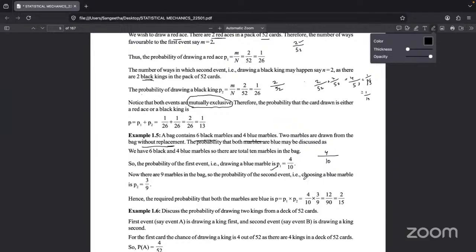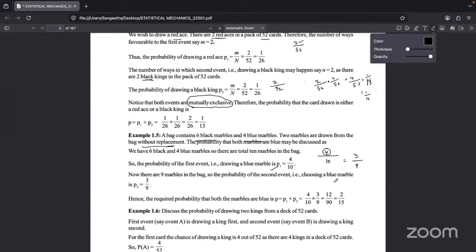Next, what is given? Once 1 marble is removed without replacement, out of 10 we will get 9. Only 1 is removed, so we get 9. Here another marble is also picked. Another blue marble is also picked. So the product of these two, 4 by 10 into 3 by 9, equals 2 by 15.